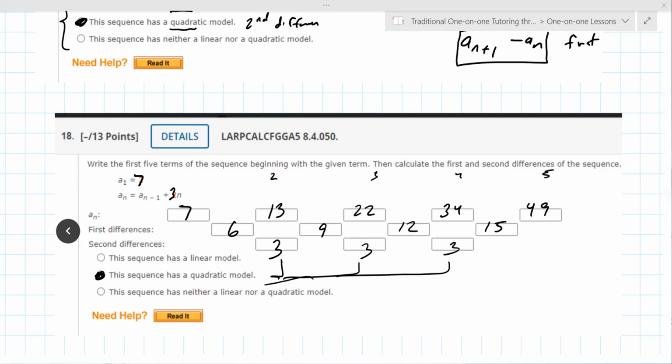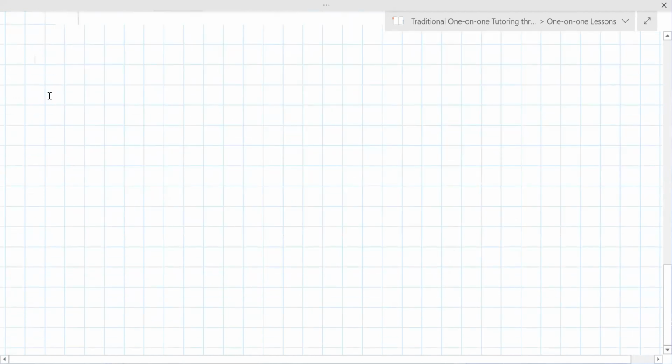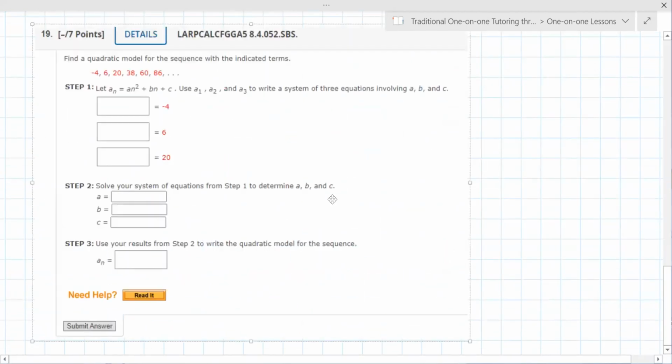All right, 19 here for Niko. Find the quadratic model for the sequence with the indicated terms.